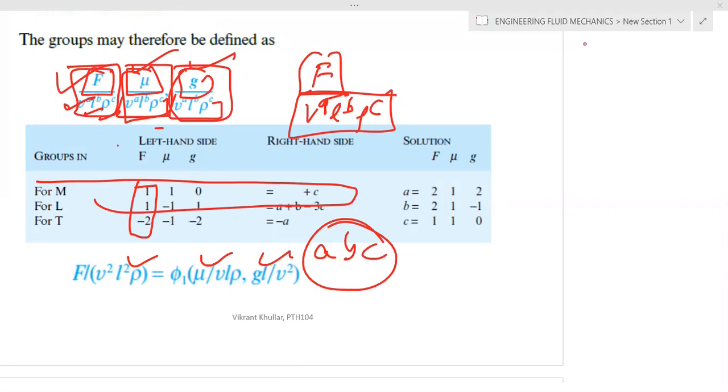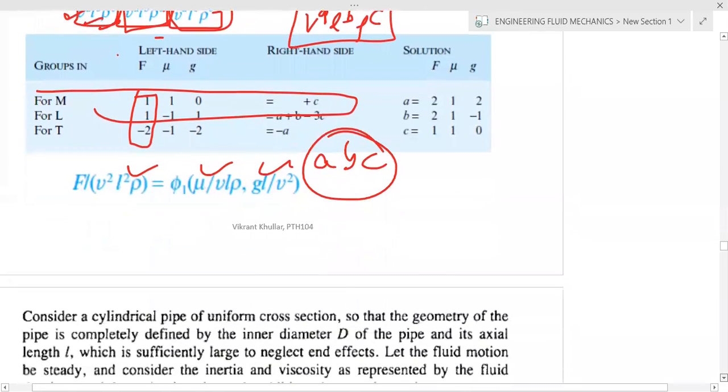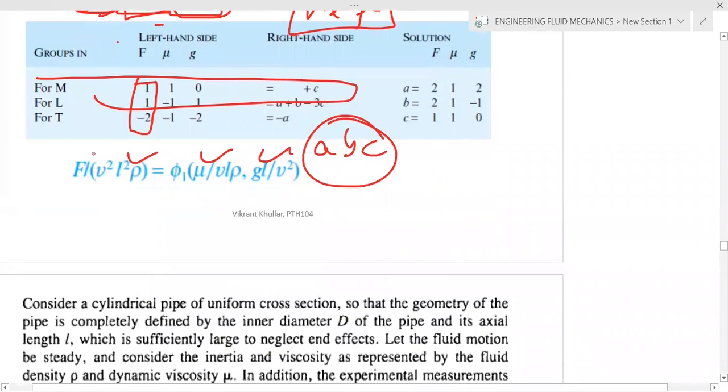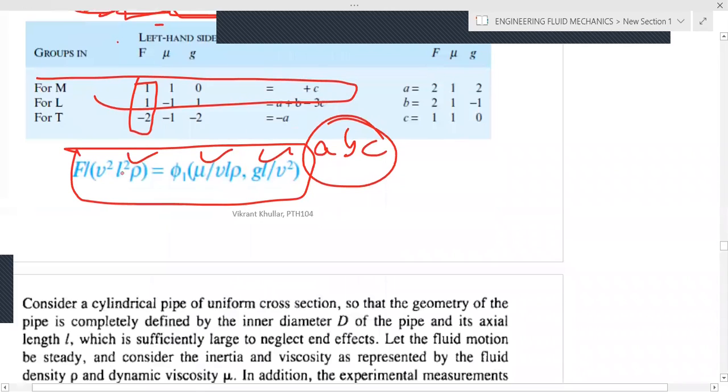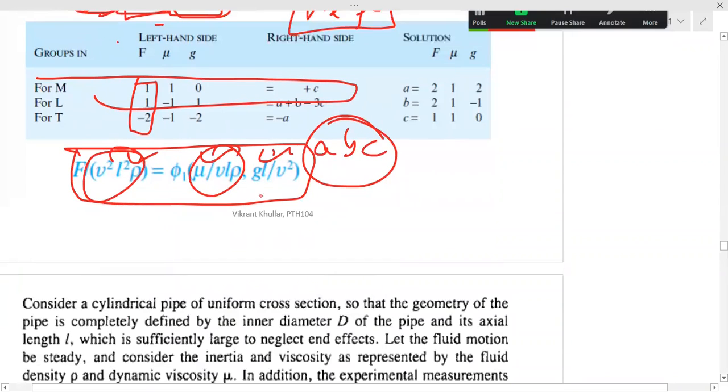So I think I am running out of time. So I will break for today and we will meet in the next class. So this is all about the Buckingham theorem, and these are the 3 non-dimensional numbers. Okay then.